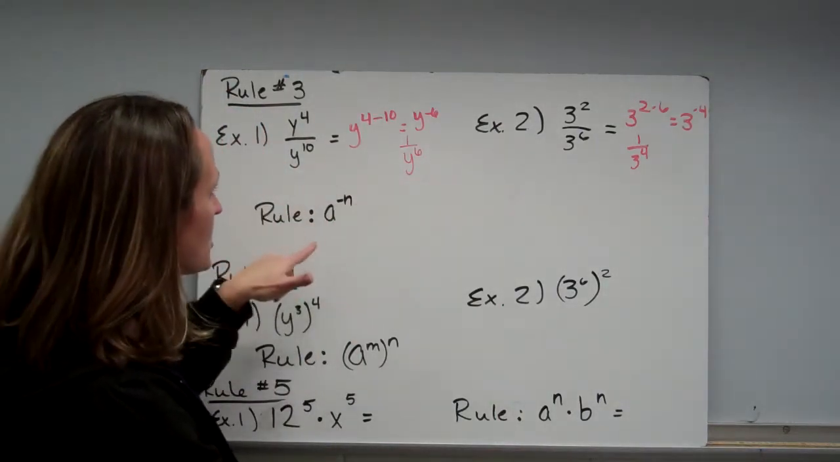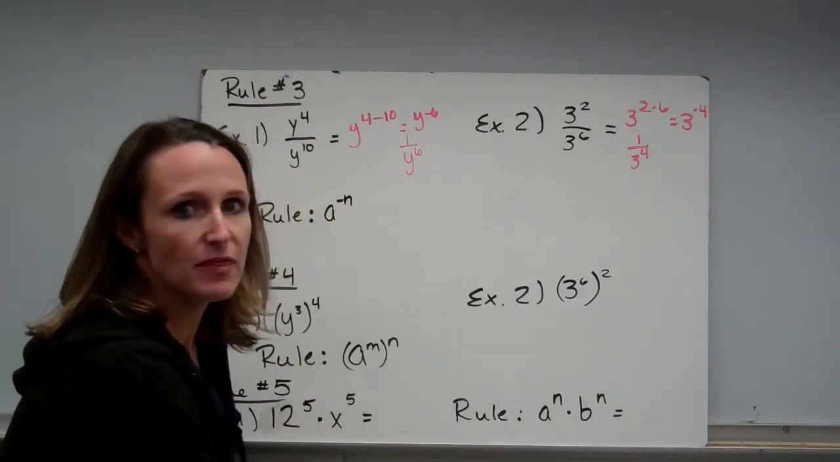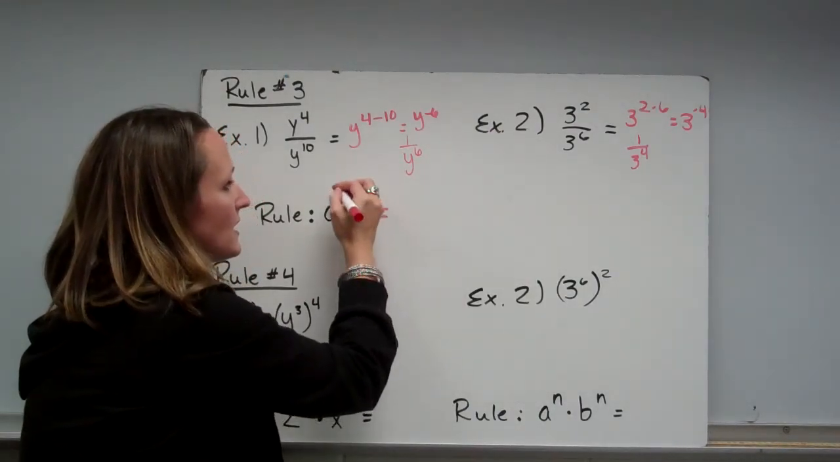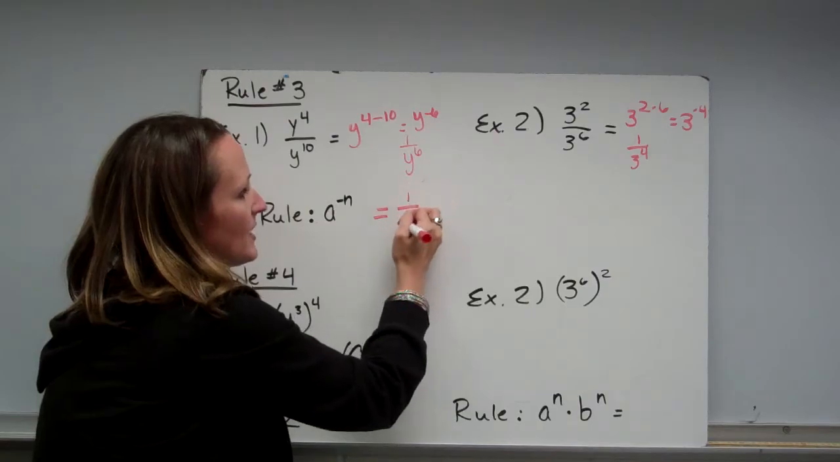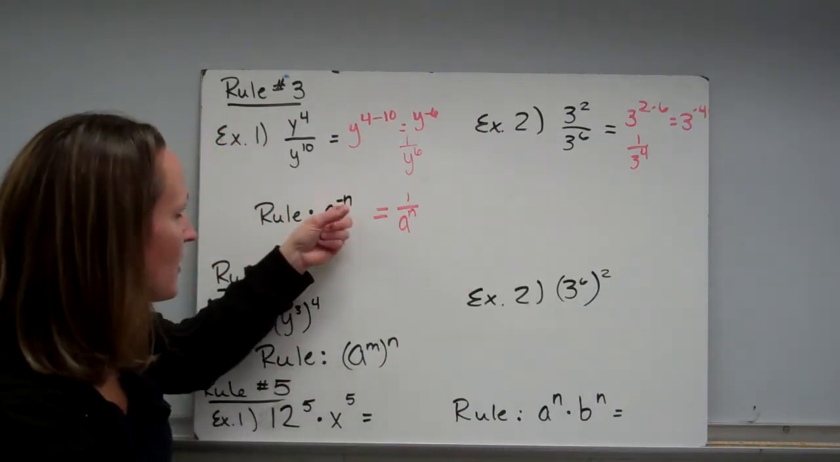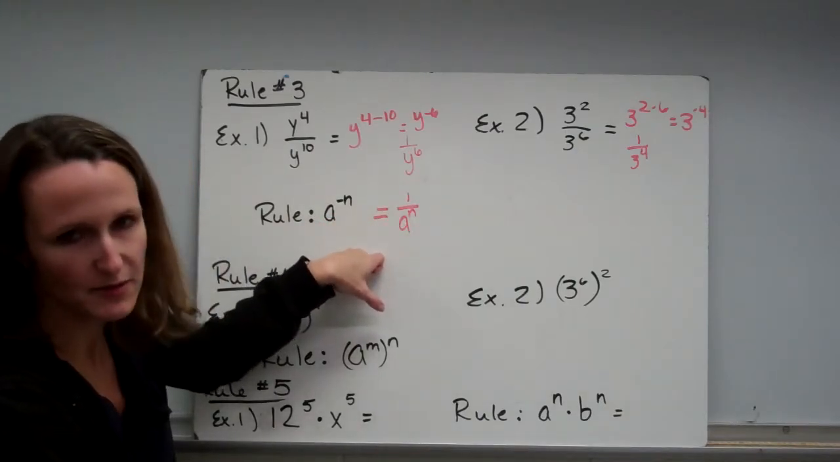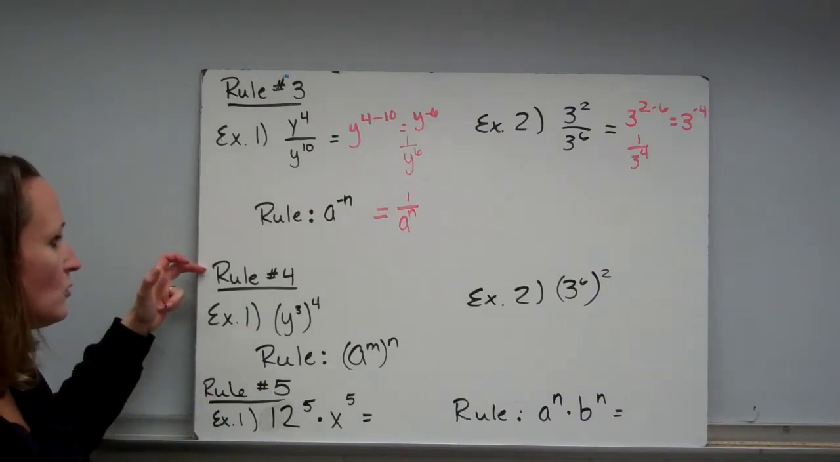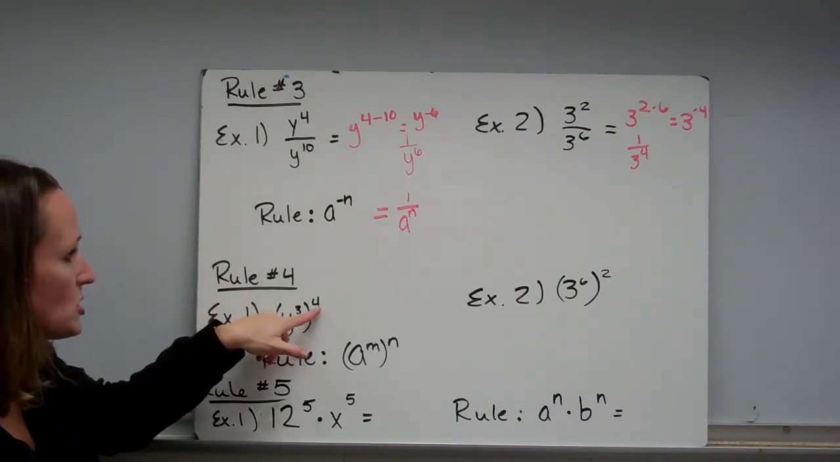So the rule here is if we have a to the negative nth power, we have to put that negative down. We don't want any unhappy negative exponents. 1 over a to the nth. Remember, if you have a negative on top, you put it down. If you have a negative on the bottom, you move it up. Okay? Rule number 4, power to a power.